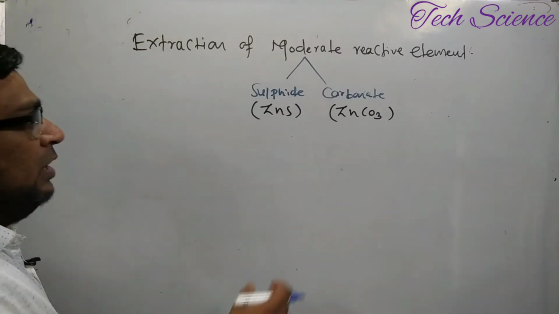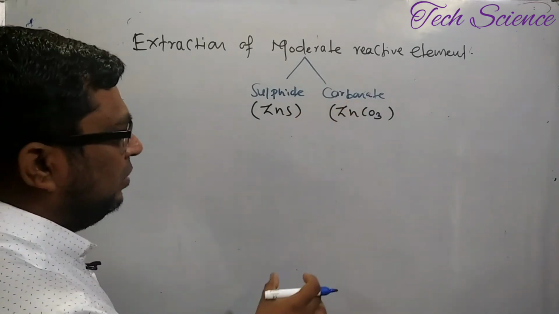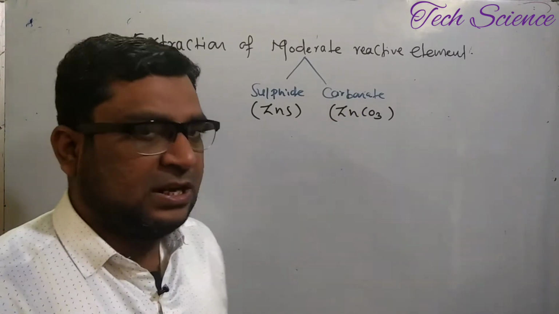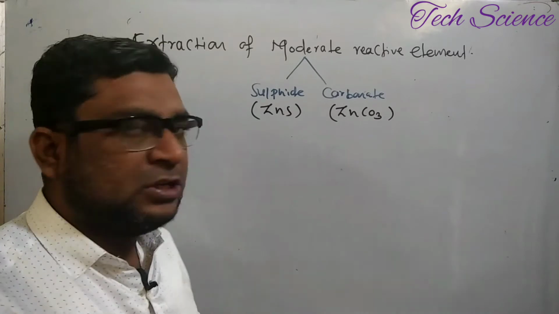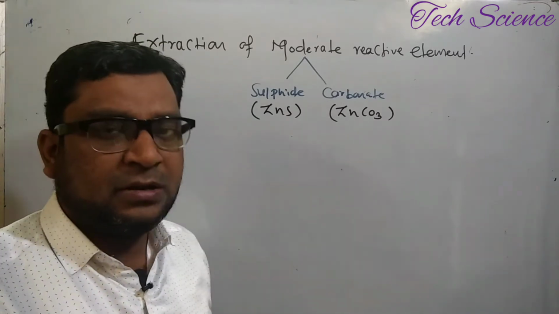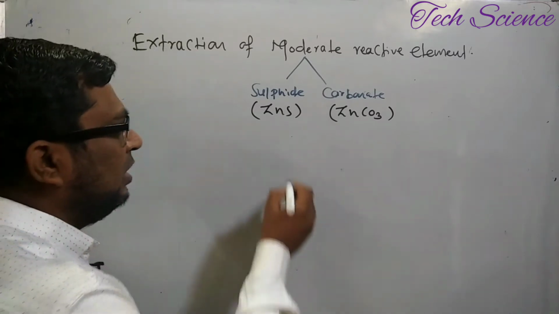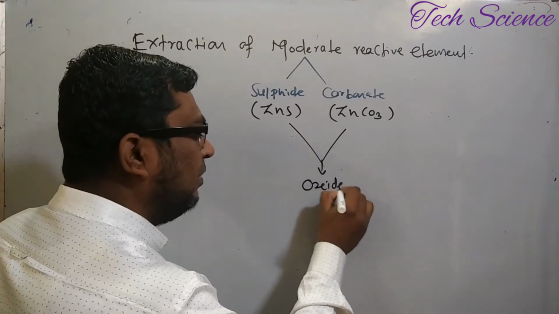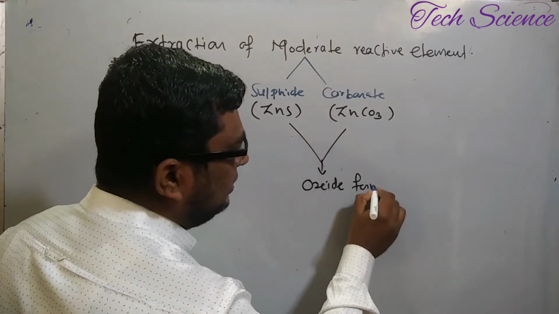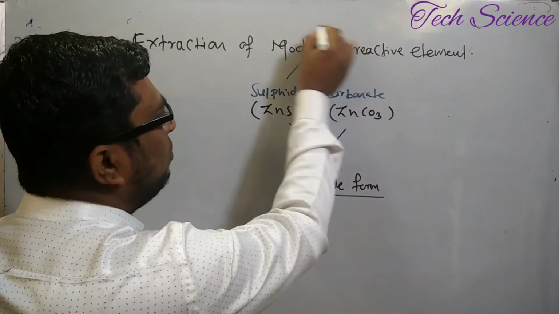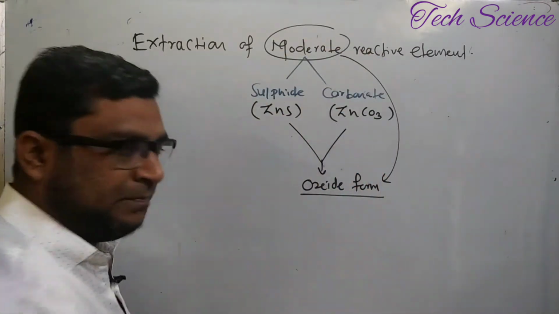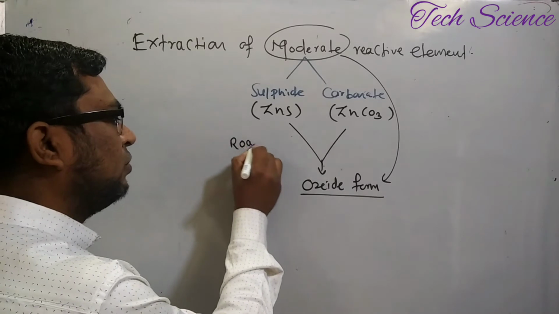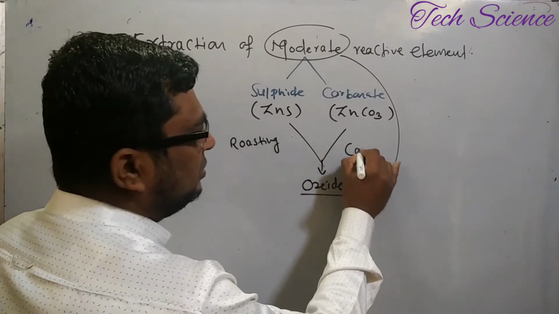If the metals are moderate reactive, taking zinc as an example, they are found in sulfide as well as carbonate form, but extraction of the metal from its ore in sulfide or carbonate form is somewhat difficult. If you convert these ores into their oxide form, then it is very easy to extract the moderate reactive metals. For that reason you use either of two processes: first is called the roasting process, or you can use the process called calcination.